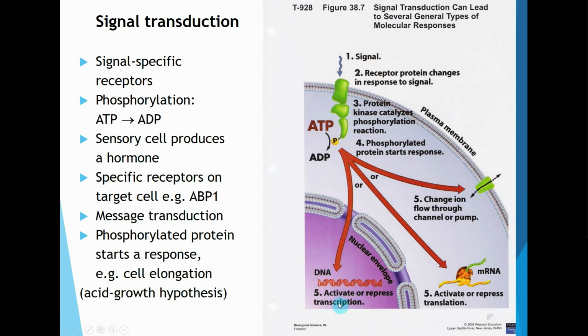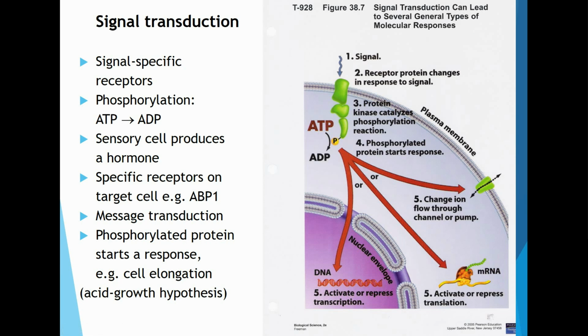If it activates transcription, it's then going to go to the mRNA, which is going to translate it to give the response. If it goes straight to the mRNA, it's going to activate or repress. Now, it can only go straight here if the DNA has already been transcribed. So if there has already been transcription, the hormone will go straight to the mRNA. If there has been no transcription before for this gene, it will have to go to the DNA.